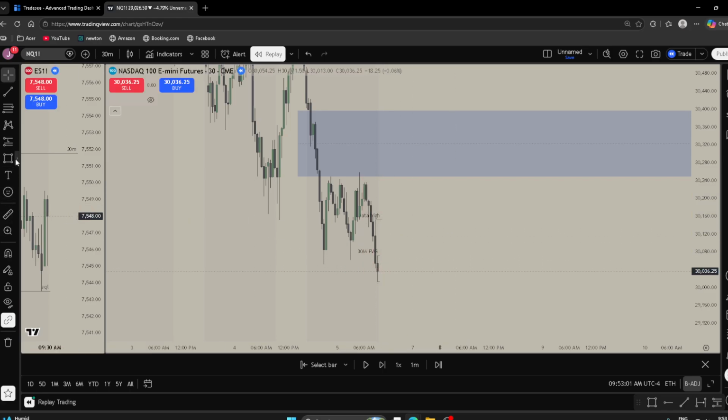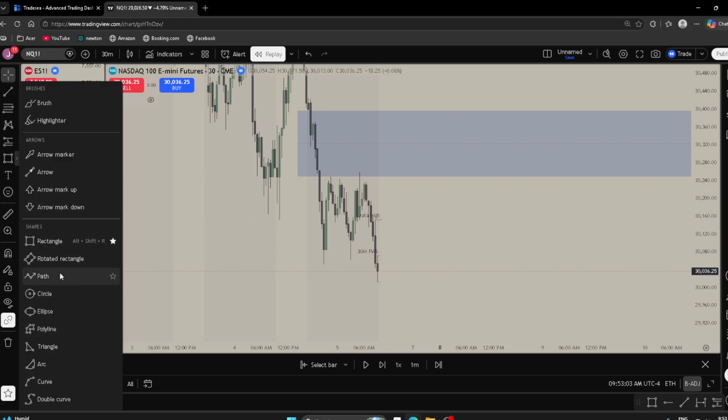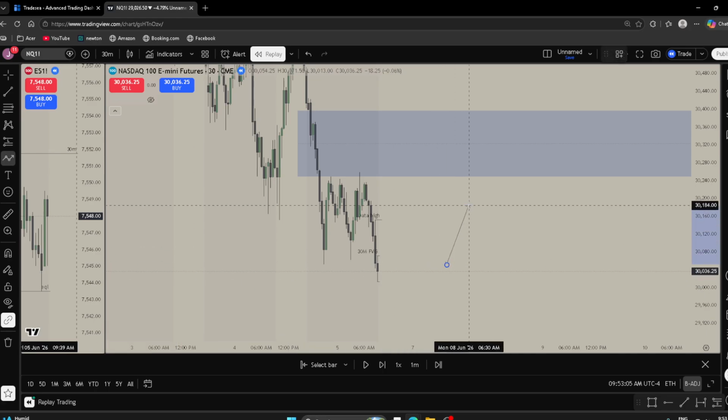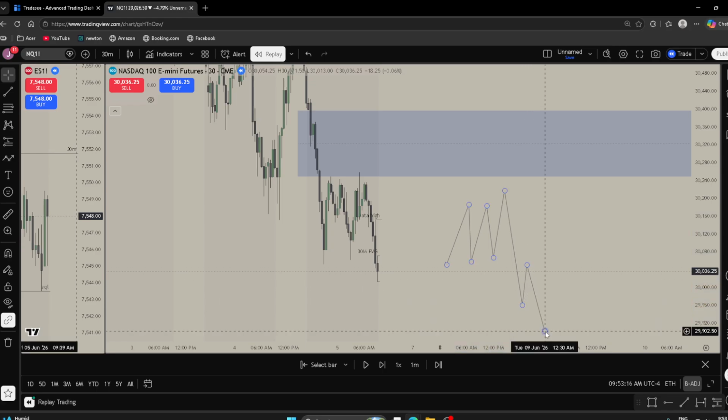So structure-wise, if I'm going to be taking a short today, I'm going to be taking it with the distribution leg, just adding probability to my trade. So right, we have higher time frame accumulation, we manipulate, and then we'll be trading the distribution leg. So all I'm looking for is a retrace to continue short.